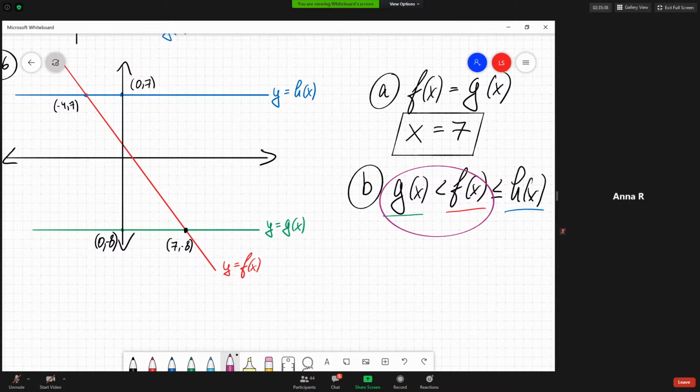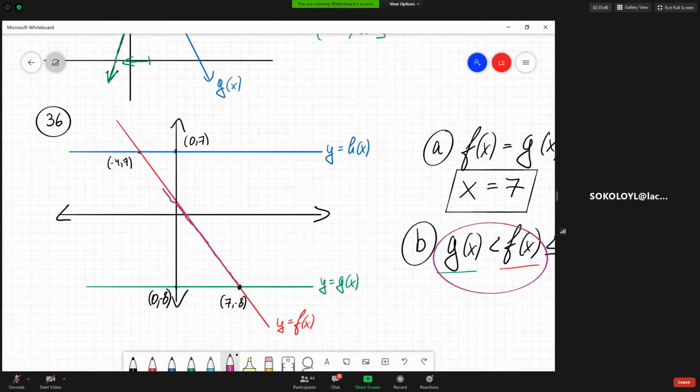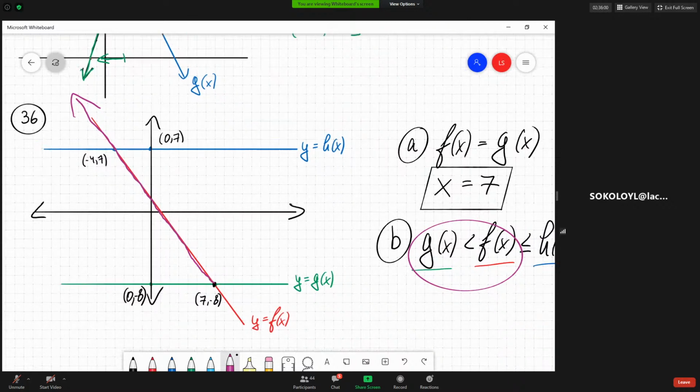f of x is greater than g of x on this part, and it keeps on going, right? As long as you're to the left of that point, everywhere here, function f is above function g, just looking at part of that inequality.